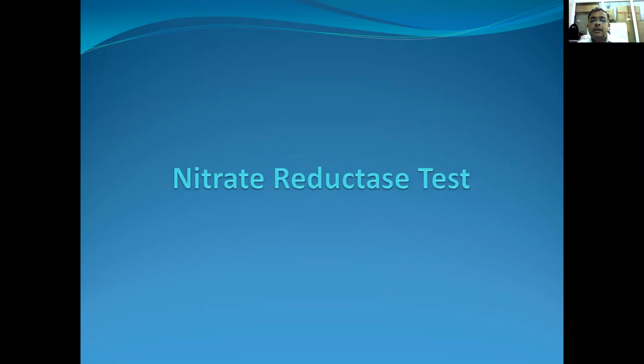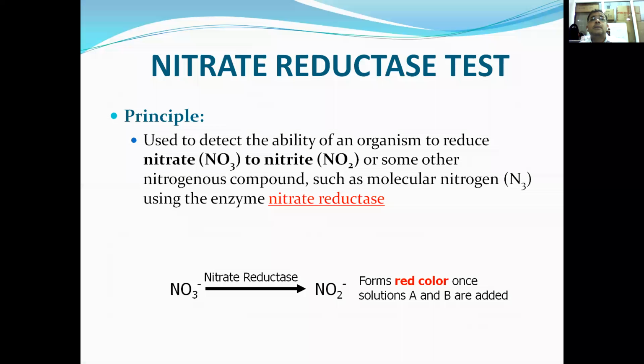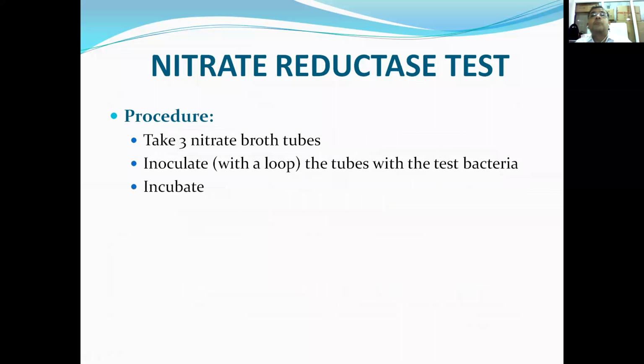The basic principle behind the nitrate reductase test is that some bacteria can reduce nitrate to nitrite. Those bacteria have an enzyme like nitrate reductase, and they can reduce nitrate to nitrite. This reduction can be easily seen by the formation of a red color on addition of some solution. So this is the basic principle. Now we can see how to perform this test.